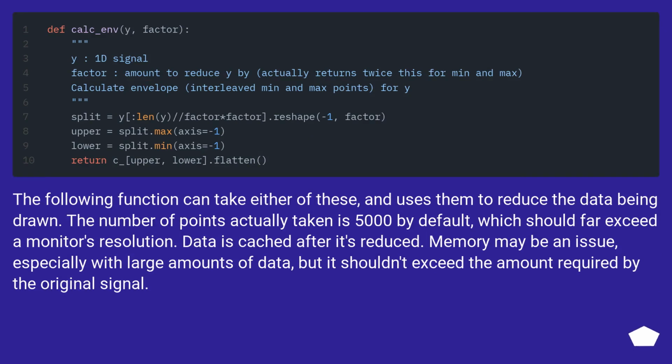The following function can take either of these, and uses them to reduce the data being drawn. The number of points actually taken is 5000 by default, which should far exceed a monitor's resolution. Data is cached after it's reduced. Memory may be an issue, especially with large amounts of data, but it shouldn't exceed the amount required by the original signal.